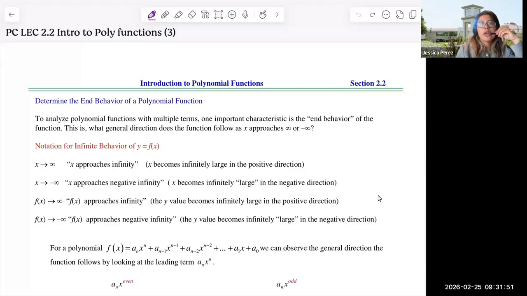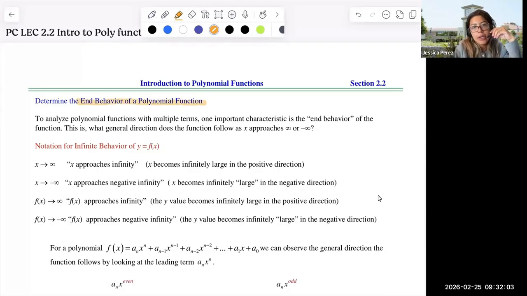Today we are going to be talking about introductions to polynomial functions, and most importantly, we are going to be discussing the end behavior of different types of polynomial functions. So let's start by analyzing polynomial functions with multiple terms. One important characteristic is the end behavior. So how does the polynomial behave at the endpoints?